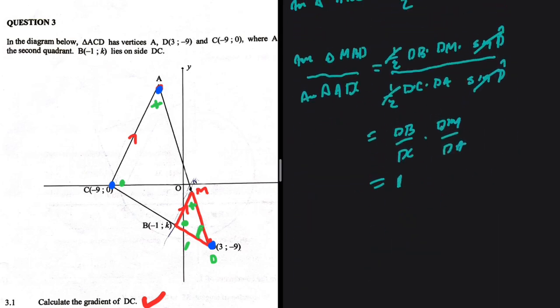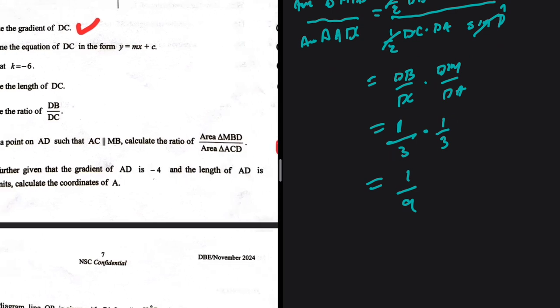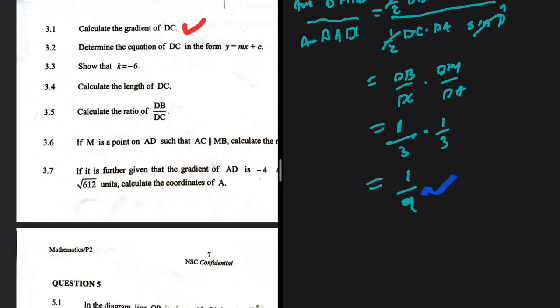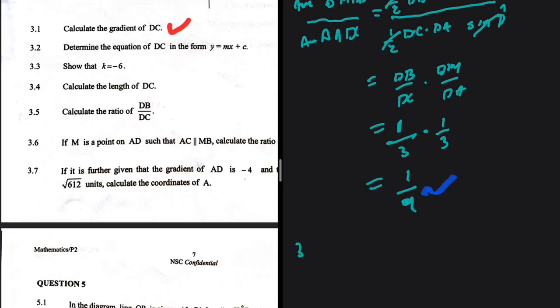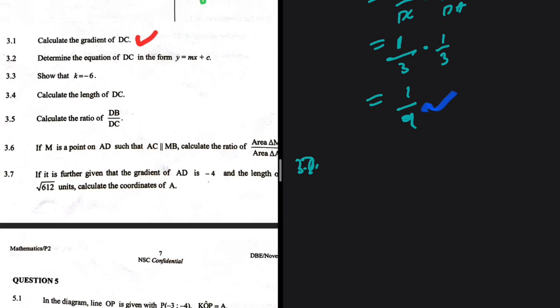So DB, we have 1 there, and then DC we have 3, multiplied by DM over DA, same thing, right? 1 over 3. So we are going to have 1 multiplied by 1, which is 1, 3 multiplied by 3, which is 9. So the ratio of the area of the two triangles is 1 over 9. So there we go. That is 3.6, I meant. And then 3.7.